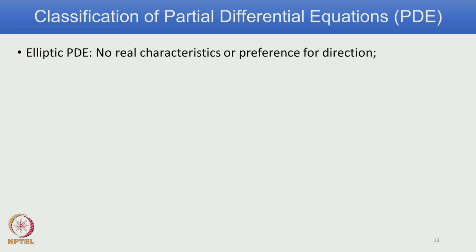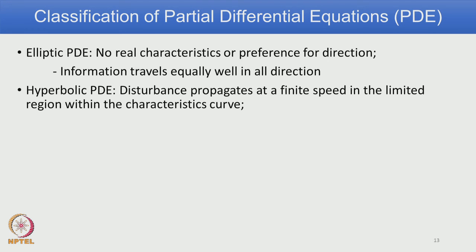So, for example, if you throw a stone into a pond or well, there is a ripple or wave generated, and you can observe that the ripple or wave propagates in a circular fashion in all directions. So, there is no real direction for the solution. Information travels equally well in all directions up to the boundary.